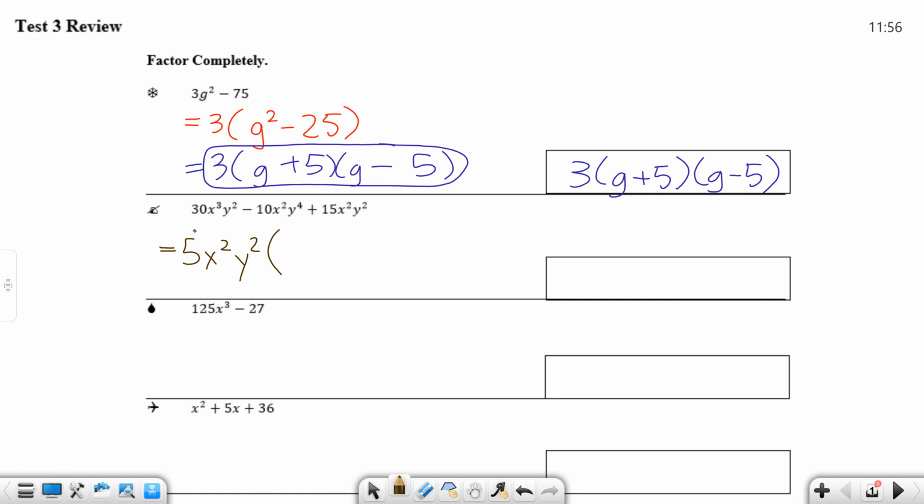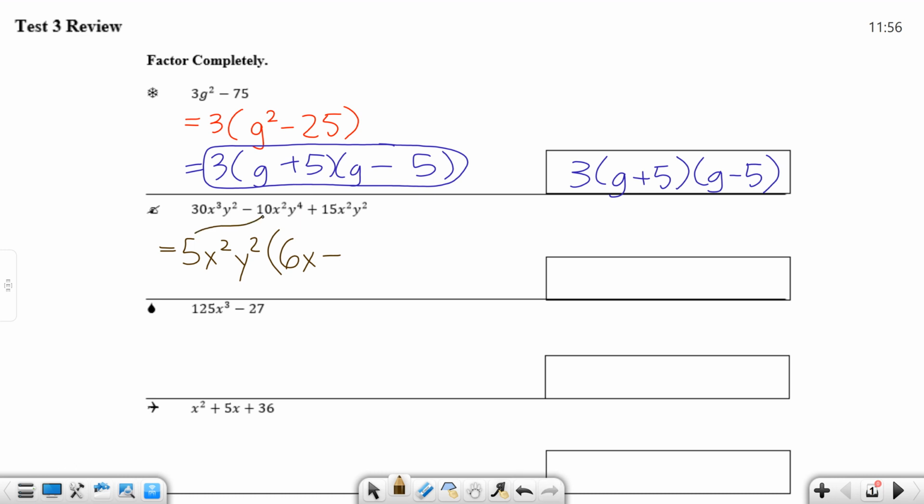What's left over? When I take a 5 out of 30, I get what? 6. So 6, and then I have 3 x's here, and I took 2 out. So that's going to give me 1x remaining. I have 2 y's, and I took both of them out. No y's in the first term. Then I have minus, because I didn't bring a sign. I didn't bring anything out here to change it, so I have that minus.